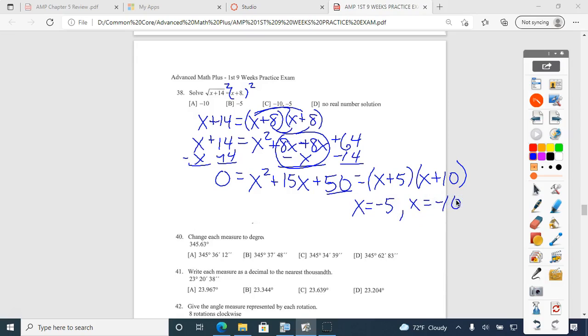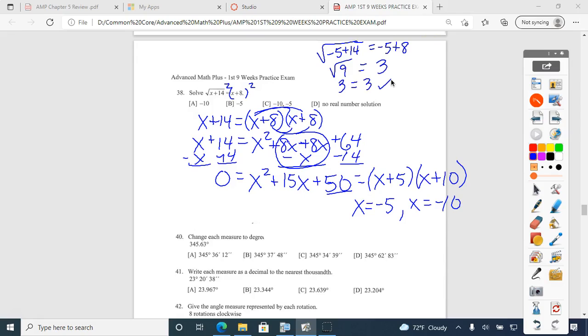However, remember, on problems like these, you got to plug them in and make sure they both work, because we have a square root right here, and you can't take the square root of a negative. So if I plug something in and I get a negative, it might not be correct. So let's try it. If I did square root of negative 5 plus 14, is that going to equal negative 5 plus 8? Let's see here. That would be square root of 9, which does equal 3. So that one checks. All right, so negative 5 is definitely an answer.